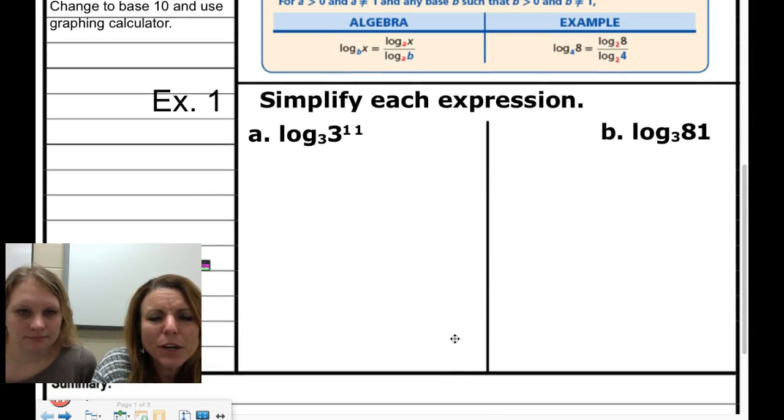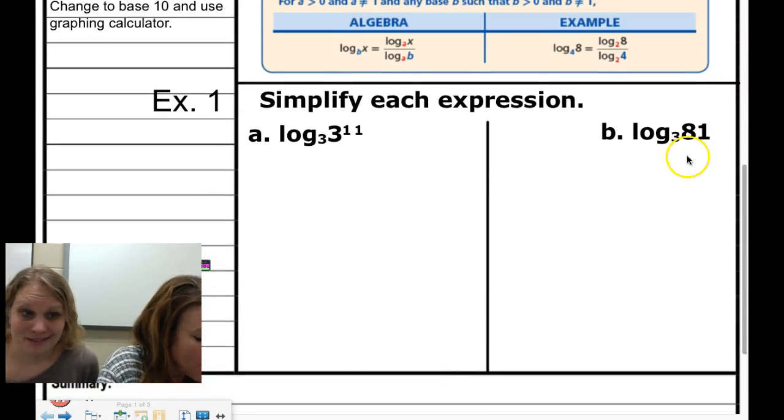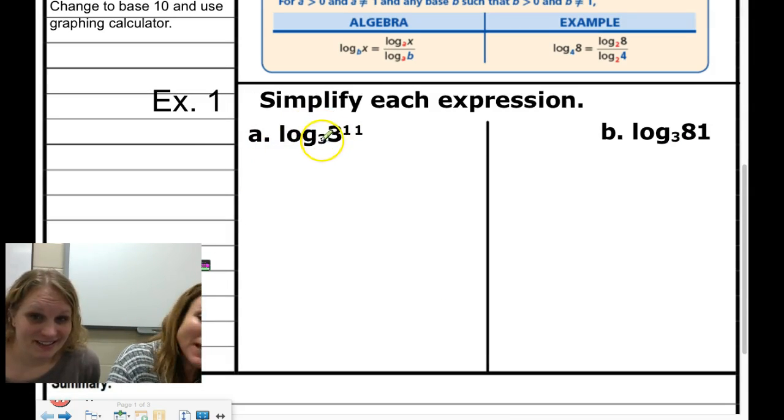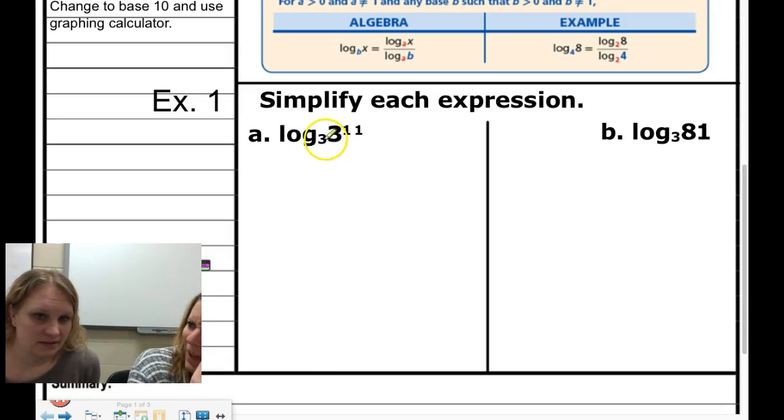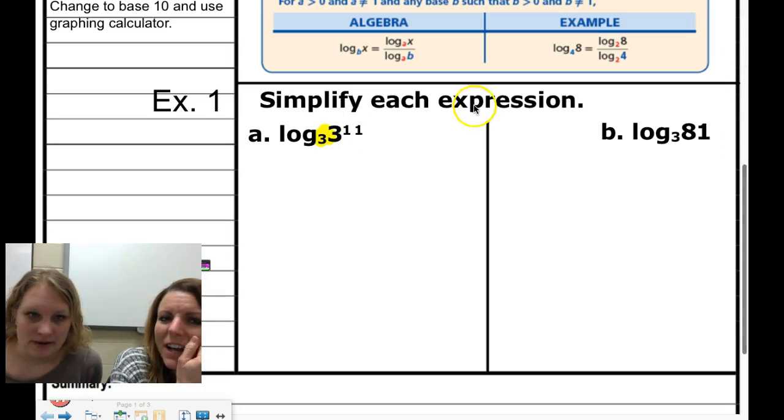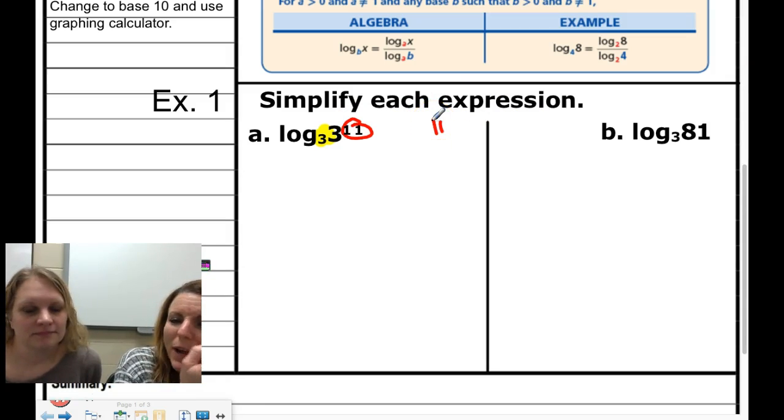So let's go through here. Now, right away, I noticed this is easy. I want to point something out. We're going to do this problem 2 ways. Number 1, I do the easy way. So I see we got a 3. Our answer is 11. Bam. Done.